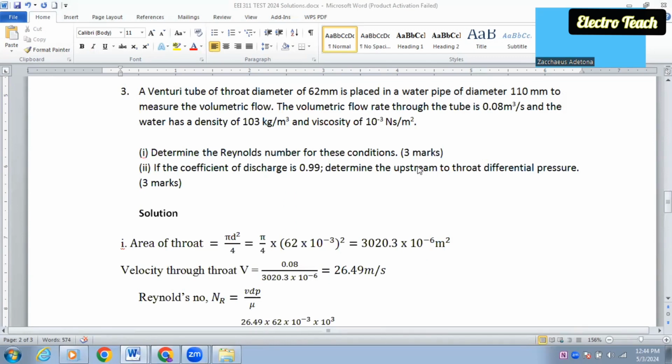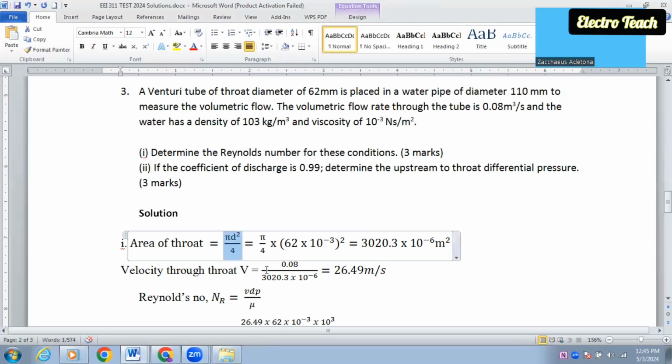So we can dive into the question now. Question 1, determine the Reynolds number for these conditions. And question 2, if the coefficient of discharge is 0.99, determine the upstream to throat differential pressure. And the solution: the area of the throat can be calculated using our normal area formula, that is pi d squared over 4, as we can see here.